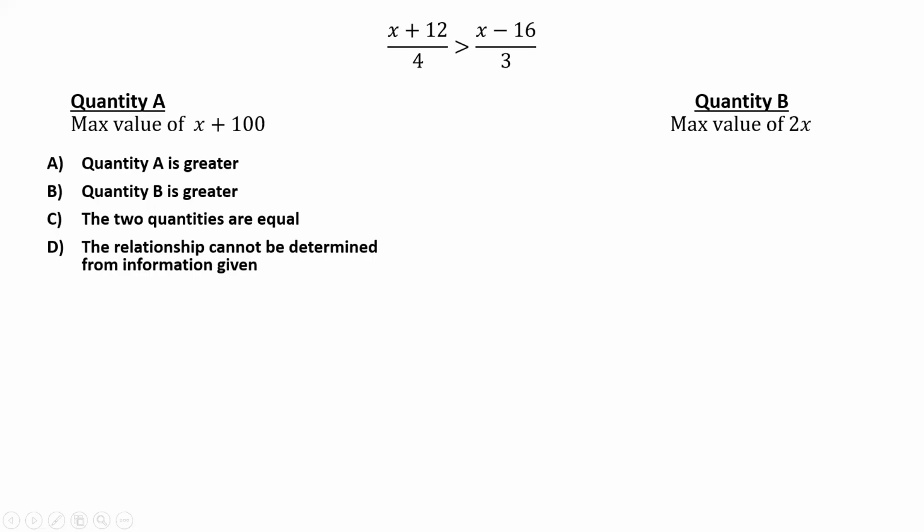x plus 12 divided by 4 is greater than x minus 16 divided by 3. And we are given two quantities to compare. Quantity A is the maximum value of x plus 100, and quantity B is the maximum value of 2 times x. And this is a quantitative comparison type question where we are given 4 choices that describe the potential relationship between quantity A and quantity B, and we have to pick the correct choice.